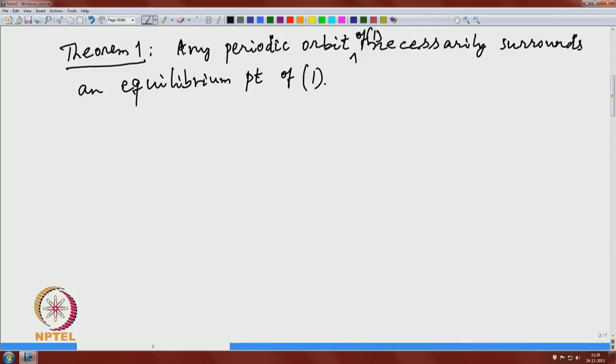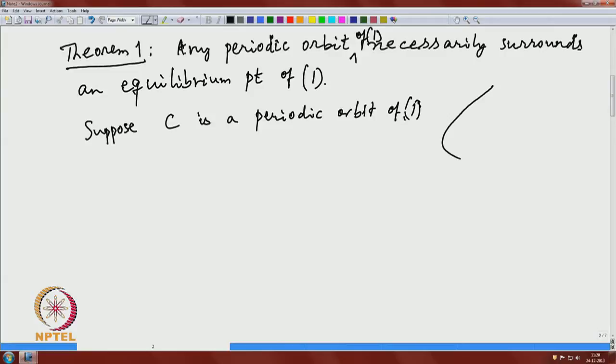So, what does this mean? Suppose C is a periodic orbit of 1. In the phase space it will be like this. That will be C, described by a periodic solution of the system 1. The interior of C is what is meant by this surrounding. So, there is at least one equilibrium point.